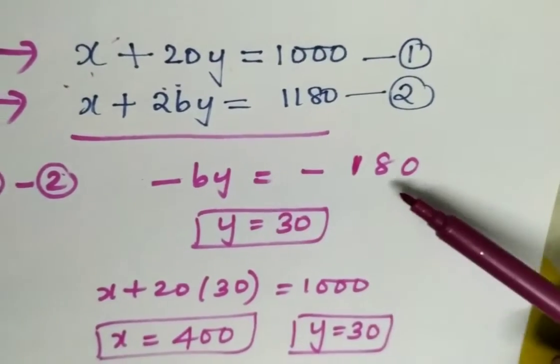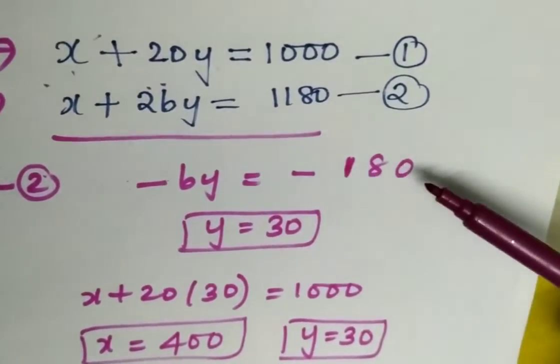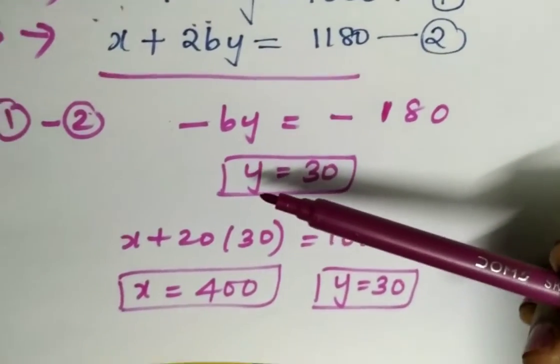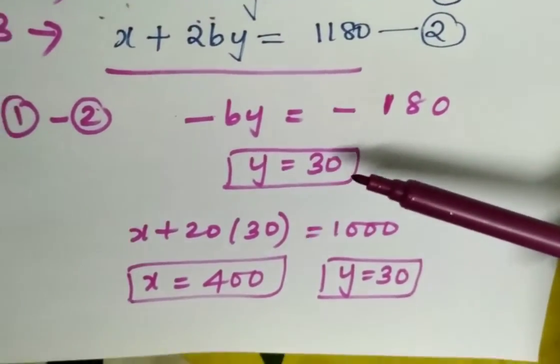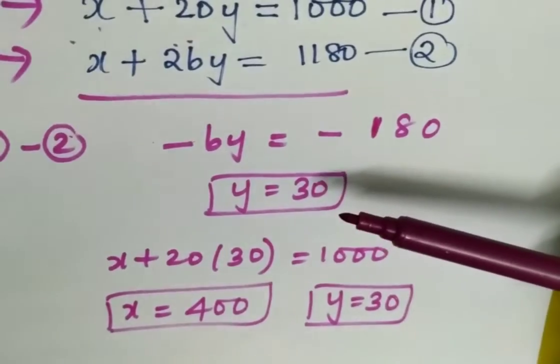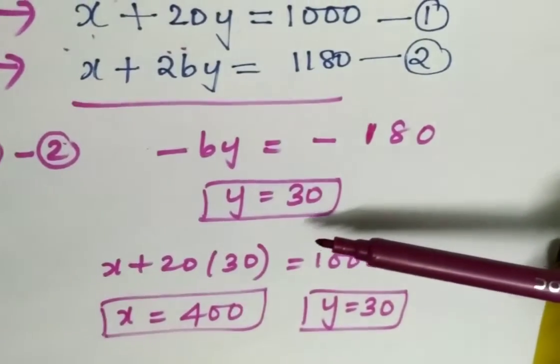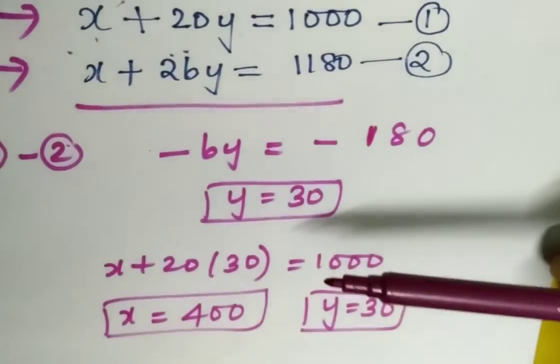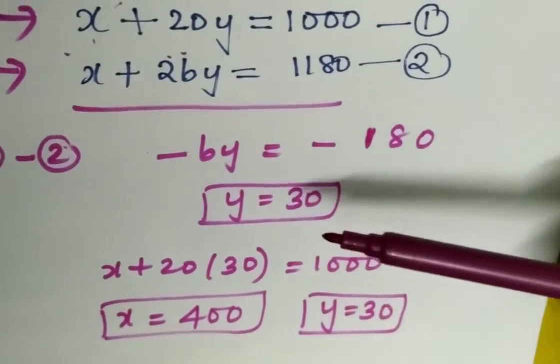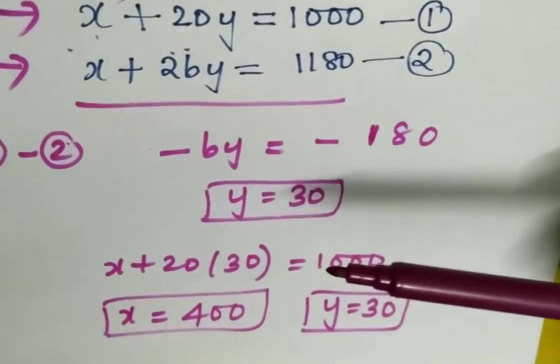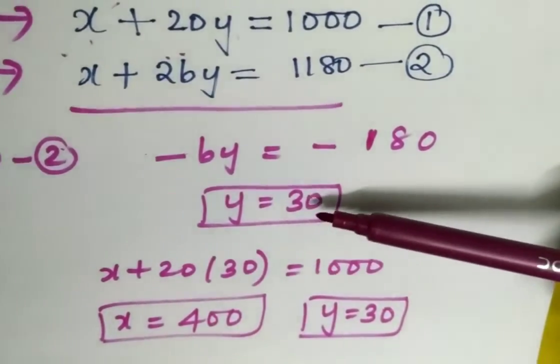Take this minus 6 to this side. Minus 180 by minus 6 is 30. What is y? Y is 30. Per day, that particular hostel students will pay only 30 rupees. In practical, this is not possible, isn't it? Per day, food expense is only 30 rupees.